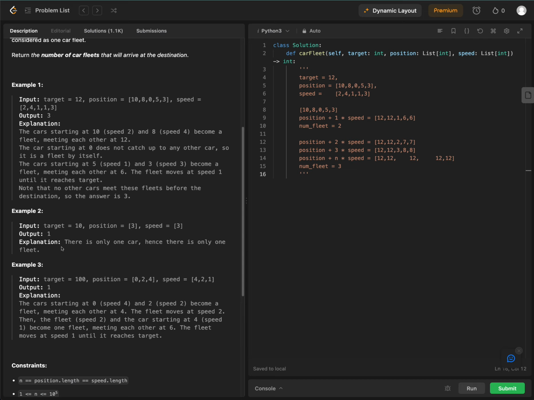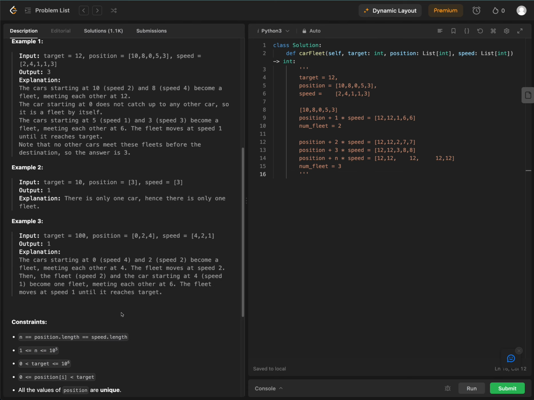Straightforward. For the next example, the target is 100 with positions 0, 2, 4 and speeds 4, 2, 1. This one becomes 4, this one becomes 4, they meet, and then this one becomes 5. So the car at 4 traveling at speed 2 and the car at 5 traveling at speed 1 would meet again. So this would become speed 1. Altogether there is only 1 fleet.